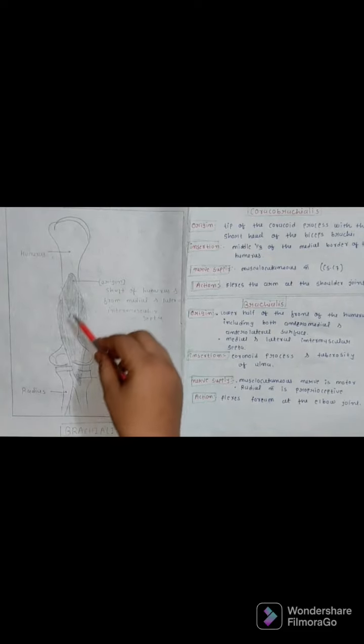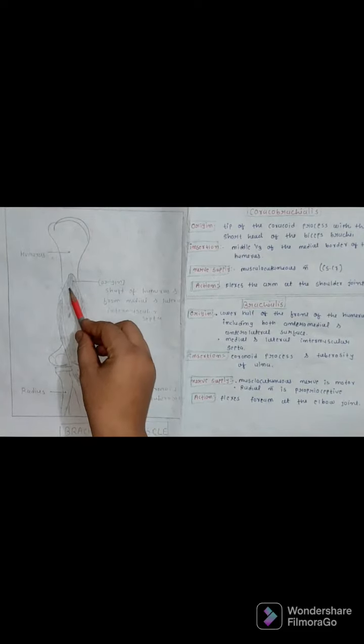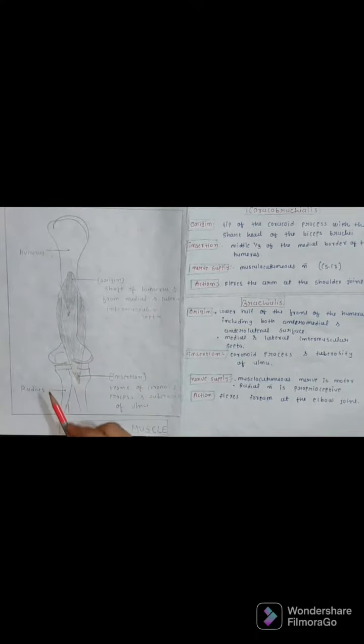We can see here in the brachialis muscle diagram the origin from the shaft of the humerus and from the medial and lateral intramuscular septa, and the insertion over the front of the coronoid process and tuberosity of the ulna.